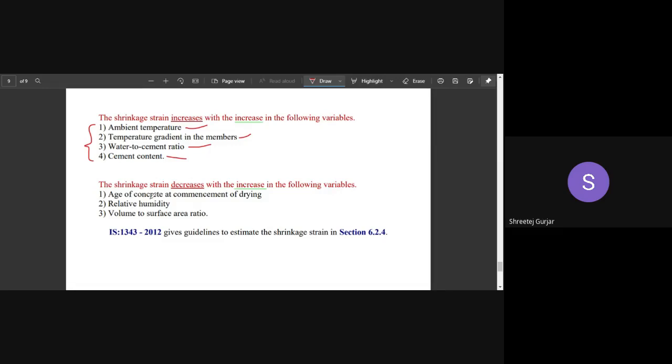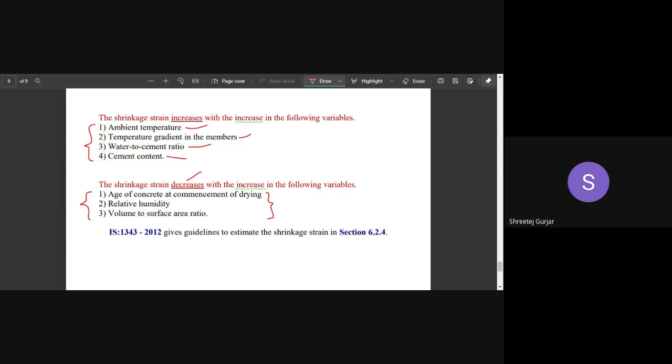So next, these three variables you can see, if these variables increase, our shrinkage strain will decrease. Okay, so the increase in the following variables will cause a shrinkage strain decrease. The same three variables you can see are applicable for creep also. So the age of concrete at commencement of drying.